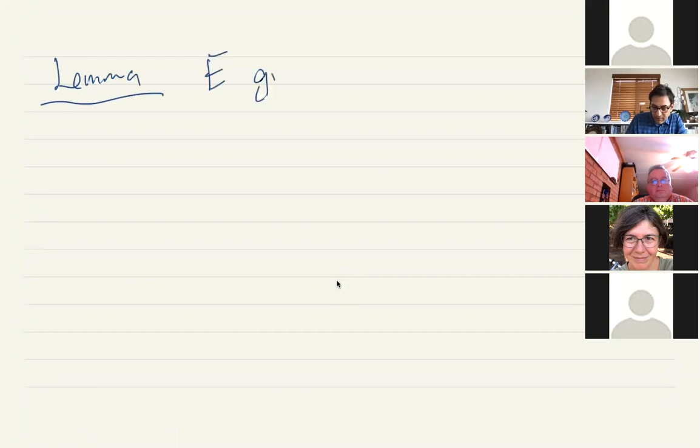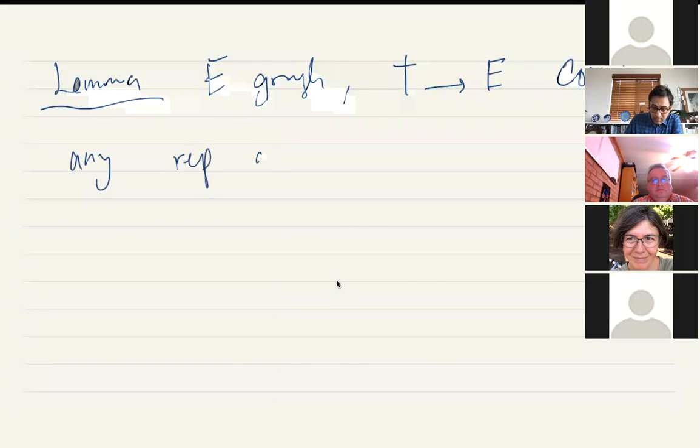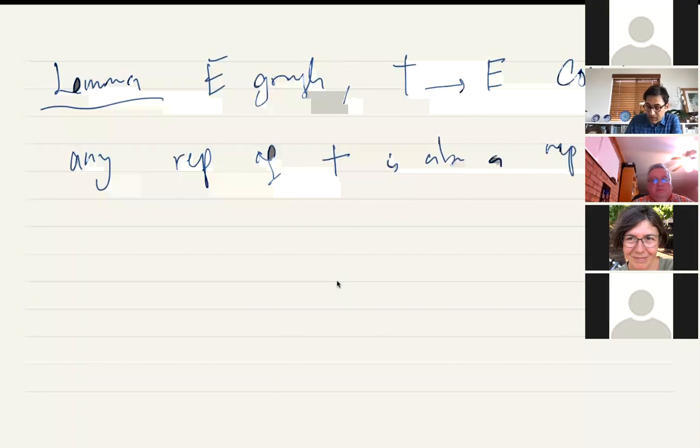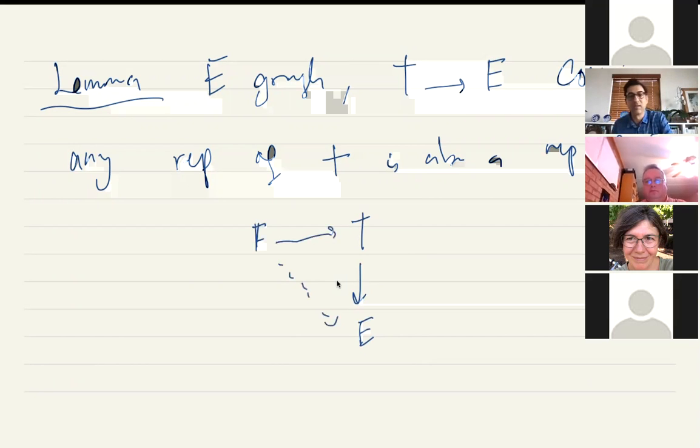Is your graph, it could be weighted or not, whatever. And this is a covering. So remember the covering that locally is the same. You can prove that any representation of T is also a representation of E. So if I give you a representation for T, it becomes a representation of E.